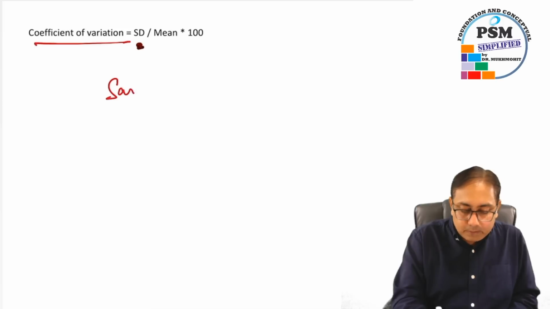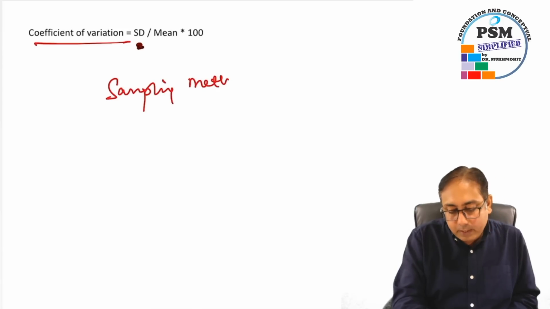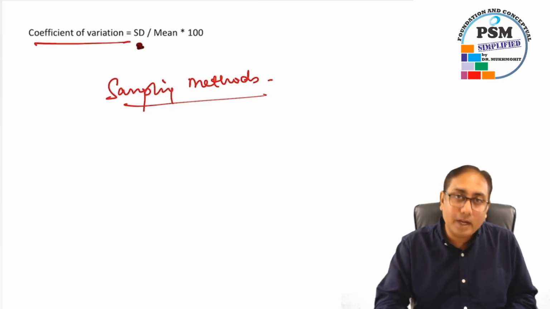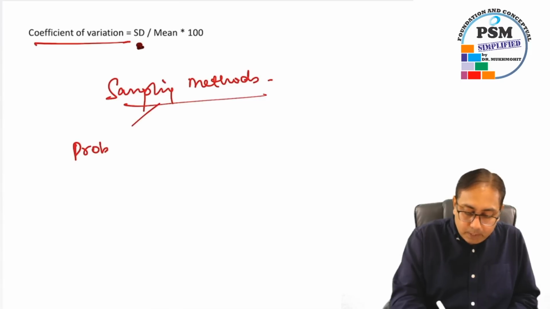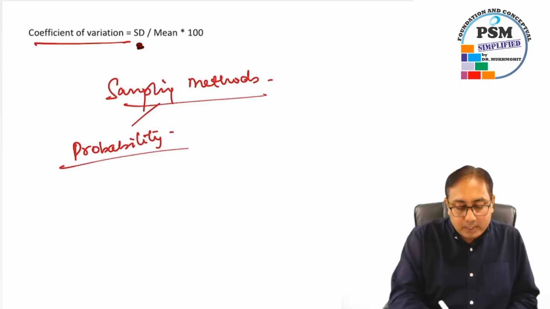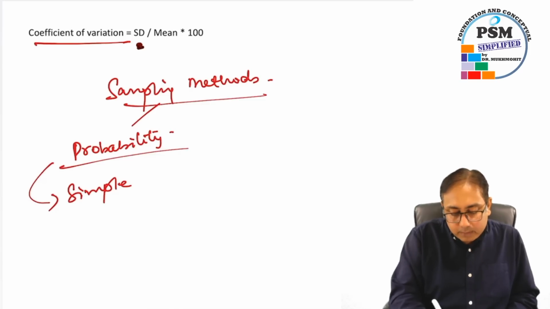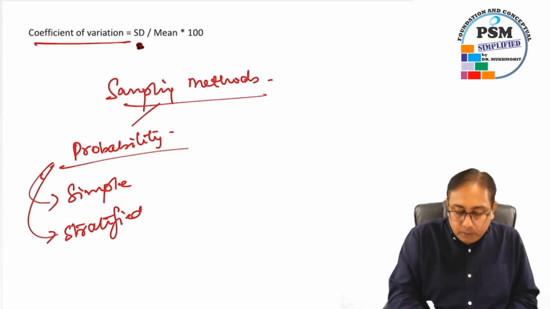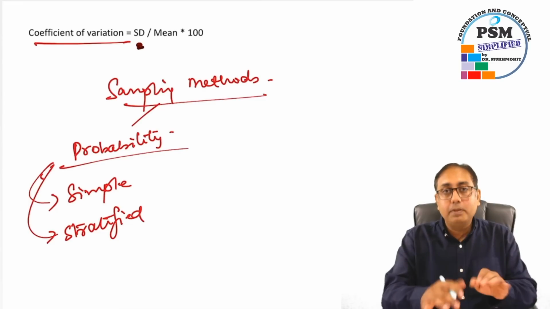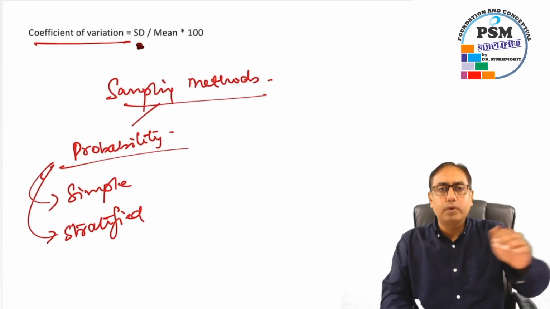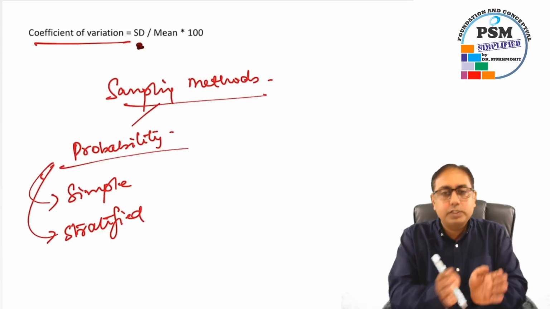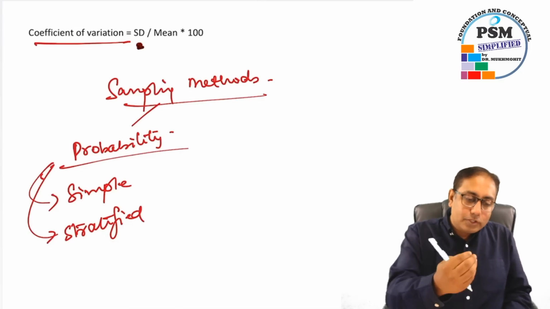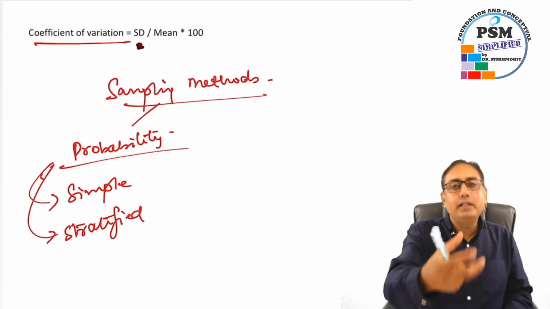Please also note that sometimes they ask you about the sampling methods. Sampling methods can be of two types: random sampling or non-random sampling. Random sampling is also called probability sampling. It could be simple random sampling, or we can have stratified sampling. What do you mean by stratified sampling? You divide the population into certain groups like upper class, middle class, lower class, educated, uneducated, or male and female strata, and then you pick from each stratum.